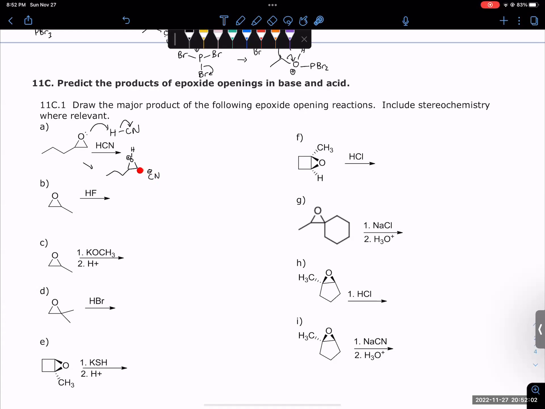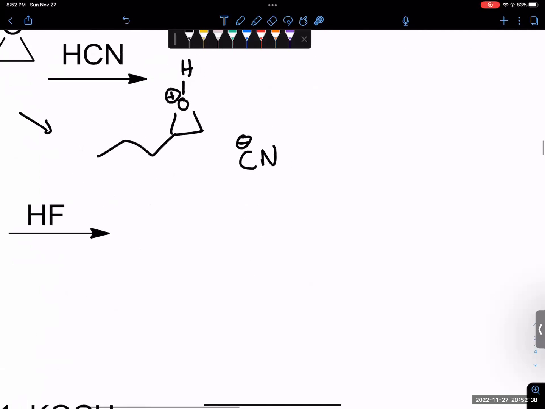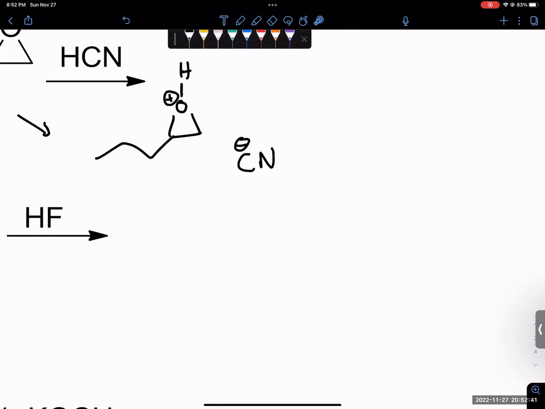Now, which carbon is the cyanide going to attack is the question. And our textbook at one point says that strong nucleophiles like cyanide will attack the less sterically hindered one. That is true. However, when you have an acid and you're doing epoxide reactions, you end up with a positive charge on the epoxide. So what do we know about oxygen? Oxygen does not want to have a positive charge.